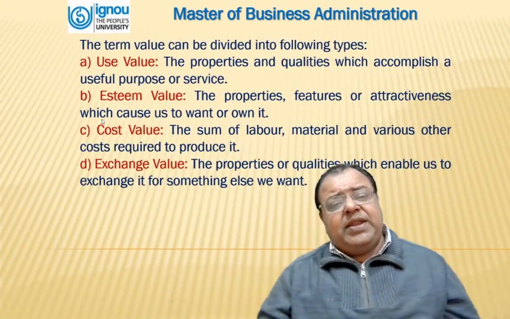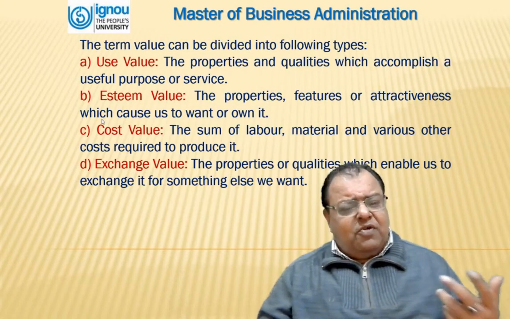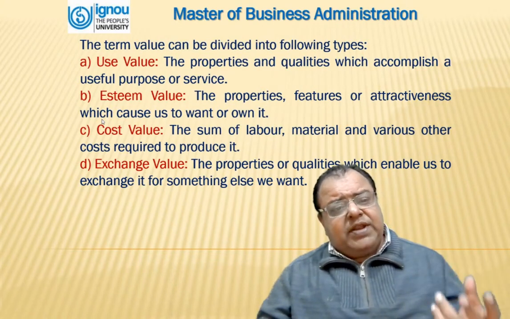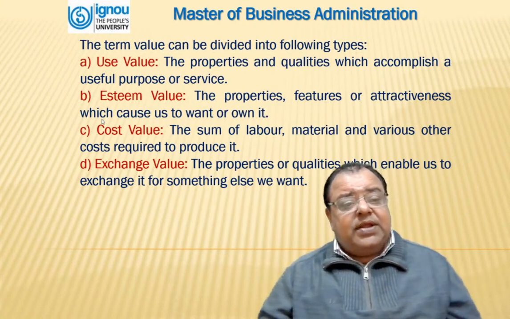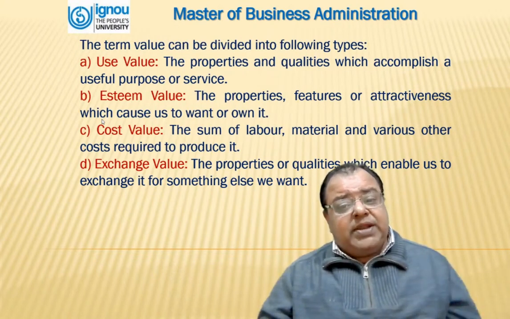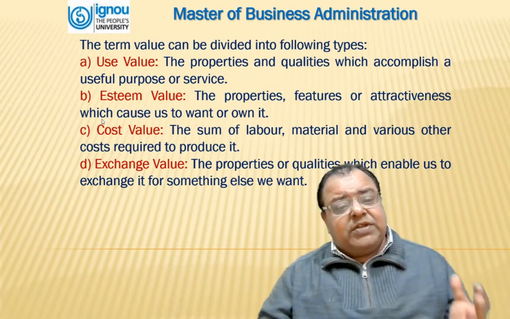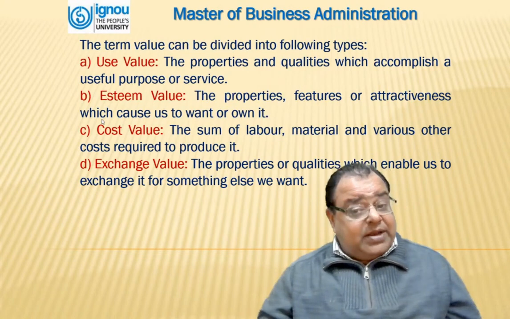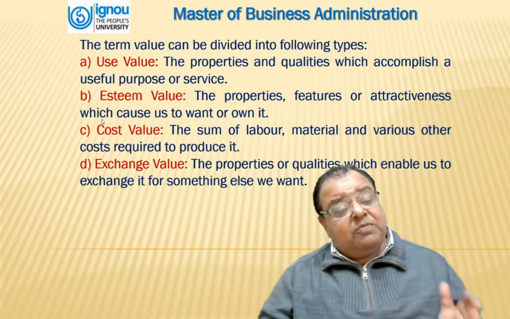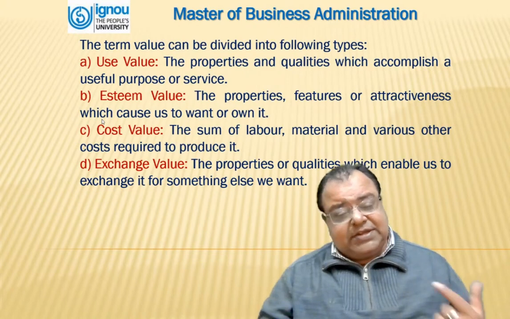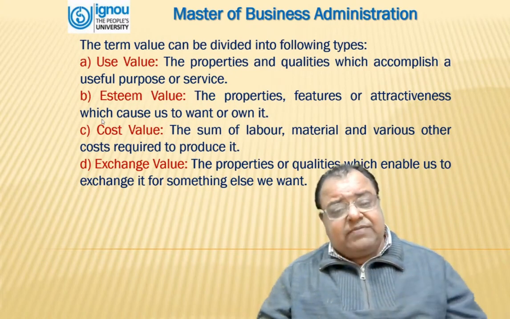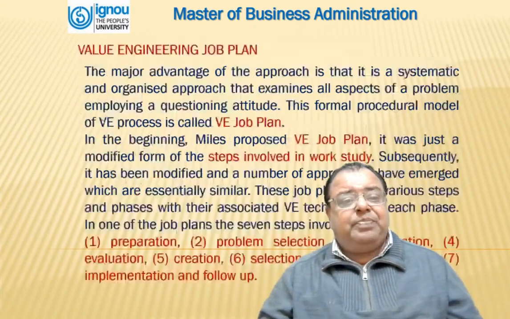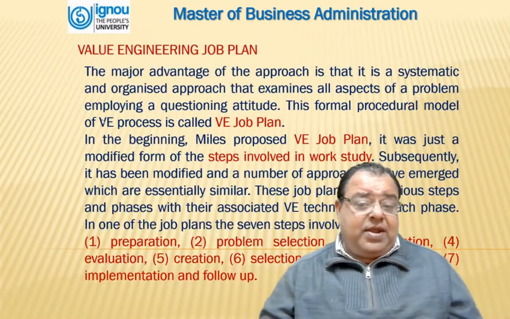The term value can be divided into four types. First one is use value, the properties and qualities which accomplish a useful purpose or service. Second one is esteem value, the properties, features of attractiveness which cause us to want or to own it. Third, cost value, the sum of labor, material, and various other costs required to produce it. And the fourth one is exchange value, the properties or qualities which enable us to exchange it for something else we want.